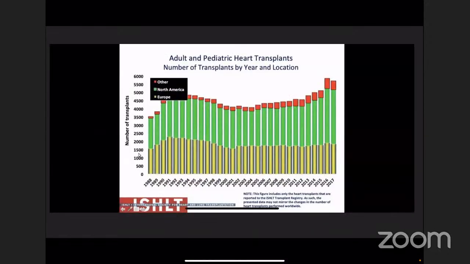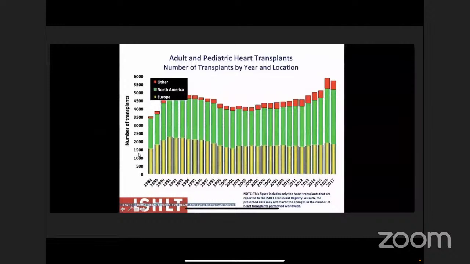Here we can see that from 1988, the number of transplants peaked until reaching a plateau, then peaked again.